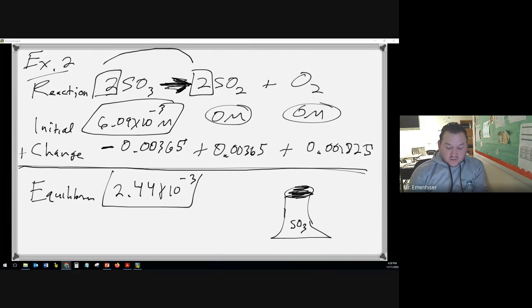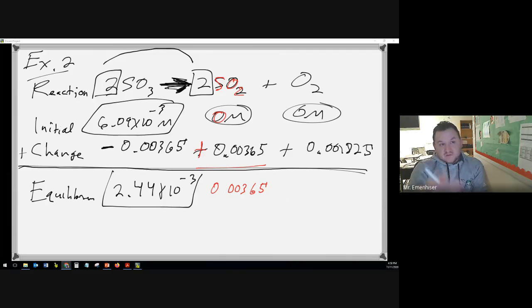So let's find our equilibrium concentrations. For SO2, right here, we start with 0, we add this, and so we just get 0.00365. Right? If you start with 0 and that's what you add, then that's your equilibrium concentration for SO2. And then same thing here, 0.001825 will be O2. So these are our equilibrium concentrations. So let's find our K value.